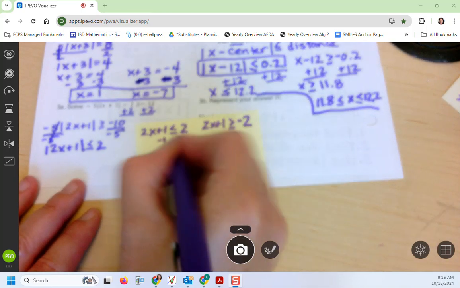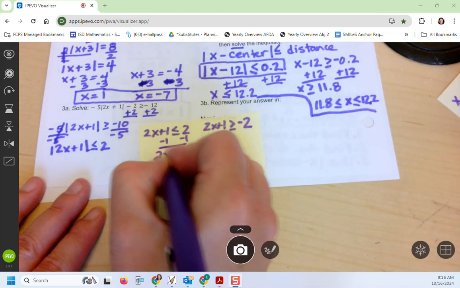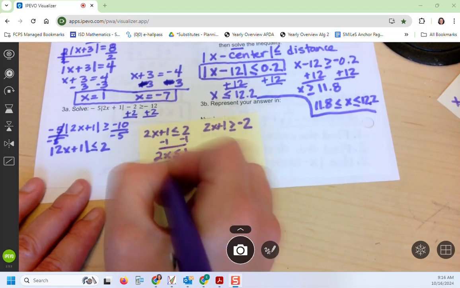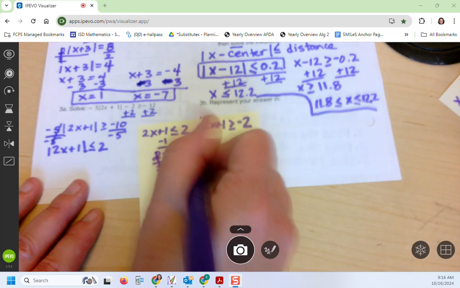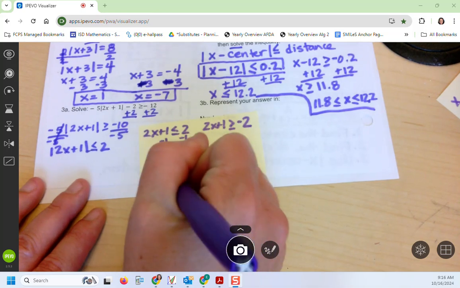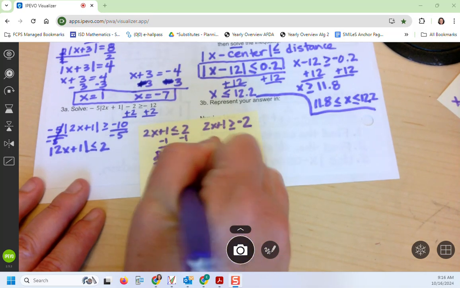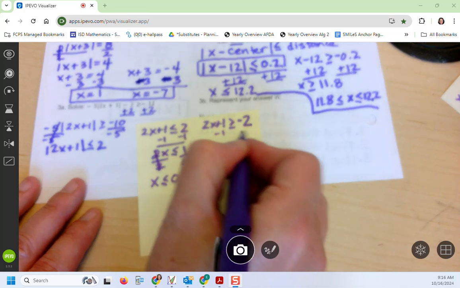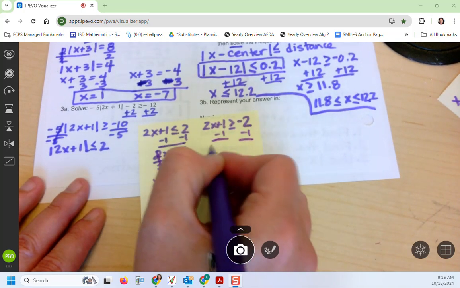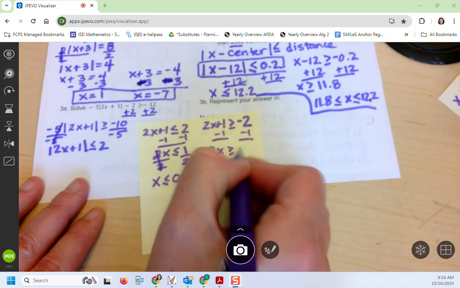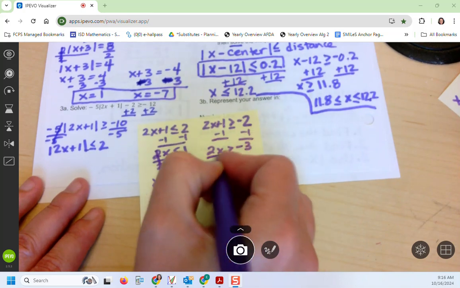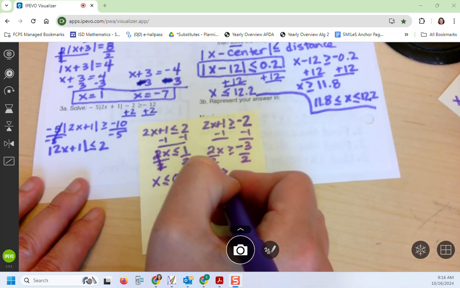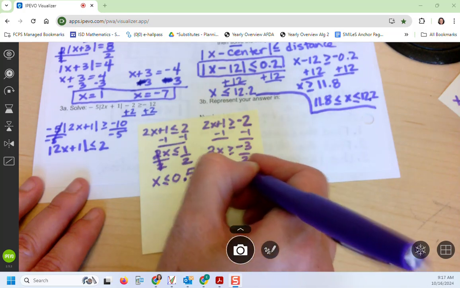You're going to subtract the 1 and divide by the 2. So you can leave this as 1/2. I do like to make it a decimal because it's easier to put on a number line when it's a decimal. 2x is greater than or equal to negative 3. Divide by 2. And x is greater than or equal to negative 1.5.